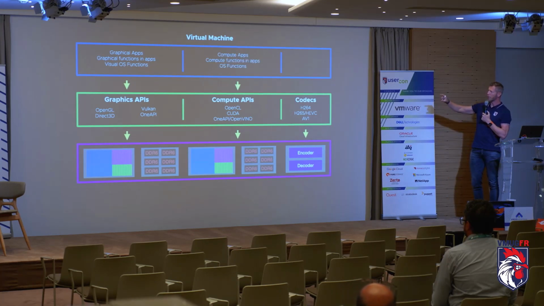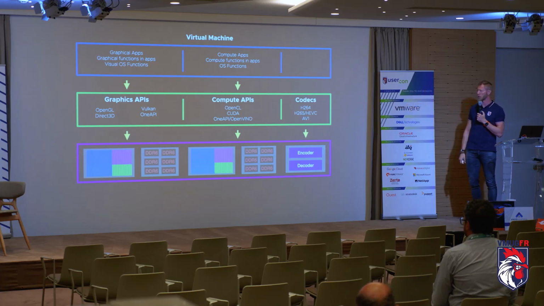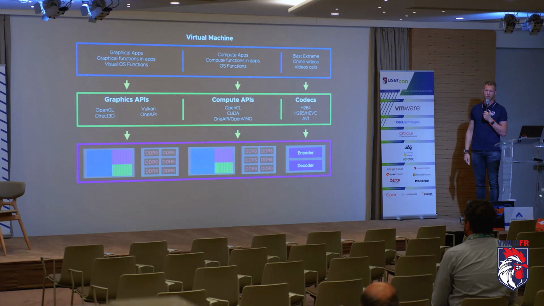Now, from a computational perspective, same thing. You have compute apps. You have specific functions within an app that use a GPU for computational workloads. And you have specific OS functions like the indexing service that I just showed. And then we have Blast Extreme, Zoom or Teams, and things like YouTube that also benefit from a GPU, but looking at the codecs in that case.